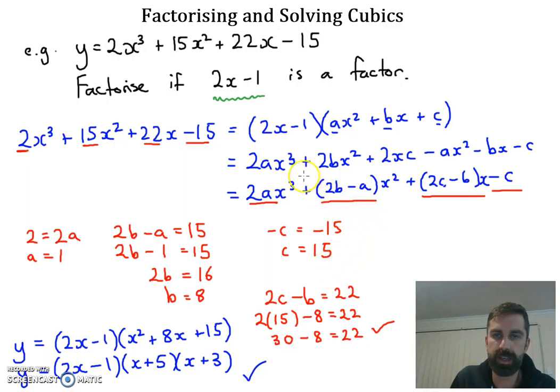So the process here, just remember, we knew what one of the factors was, so we wrote that down straight away. We then had an unknown quadratic, so we just wrote that in terms of a, b, and c. We expanded that out, and then we equated all of the coefficients in order to figure out what a, b, and c are. And then at the end, it was just a process of writing that quadratic and then factorizing the quadratic. I'm going to do one more example on this.